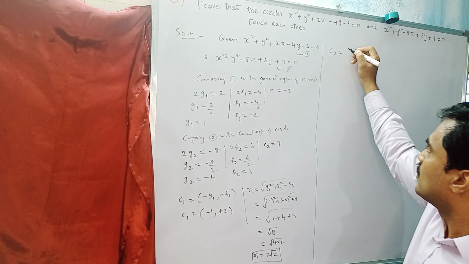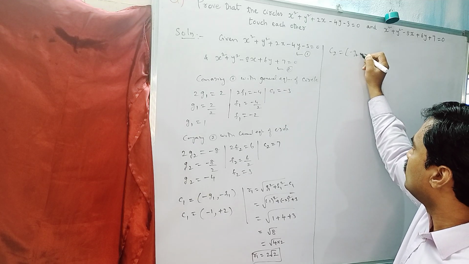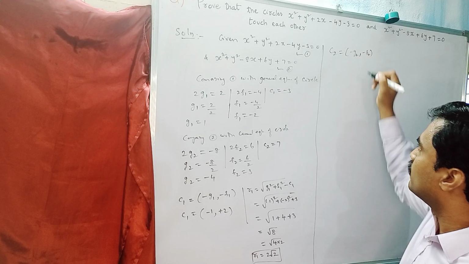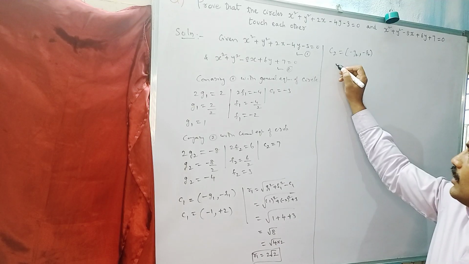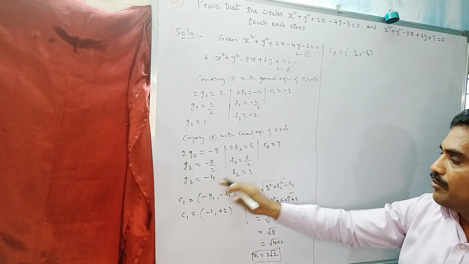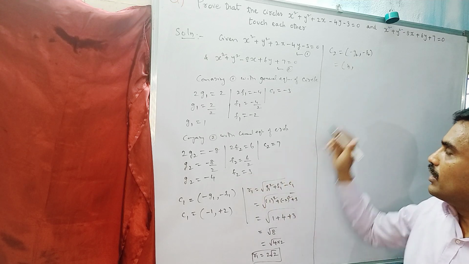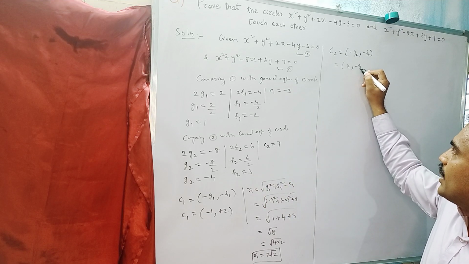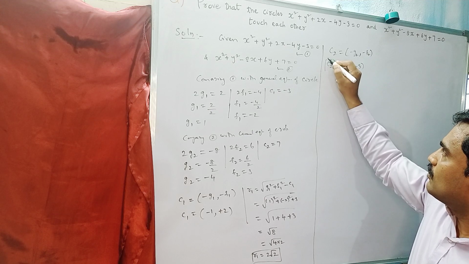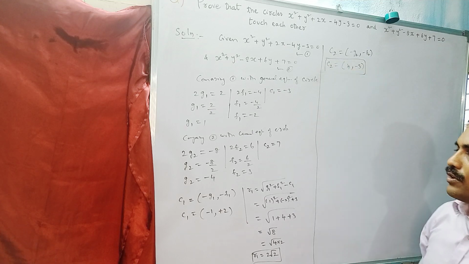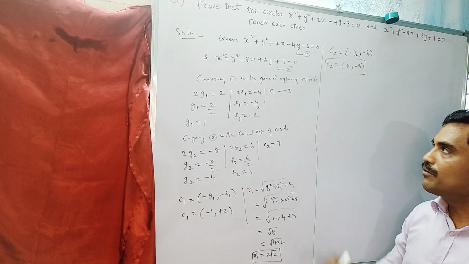Second center is minus G2 comma minus F2. So what is G2 here? G2 is minus 4. So minus minus plus 4, then minus F2. F2 value is 3, so it will be minus 3. So you got the C2 value. So then what is the next thing you need to find? We need to find the R2 value.